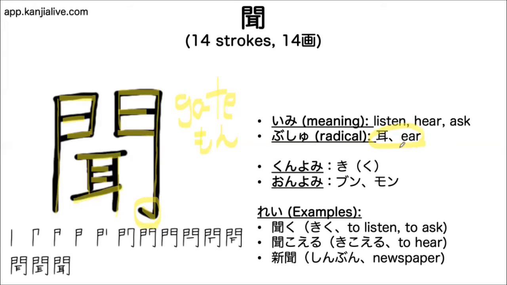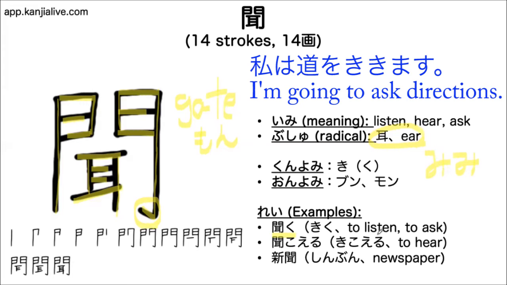Okay? 耳. So the meaning of it is listen, hear, and ask. Bushu, as I mentioned, is ear. Kunyomi is 聞く. So 聞く is to listen or to ask. For example, 私は道を聞きます. I'm going to ask directions.